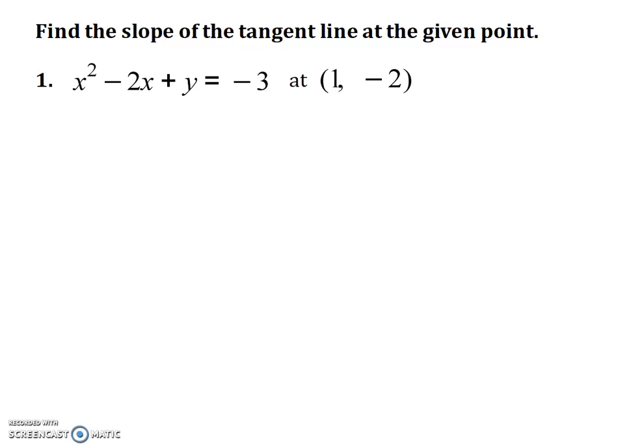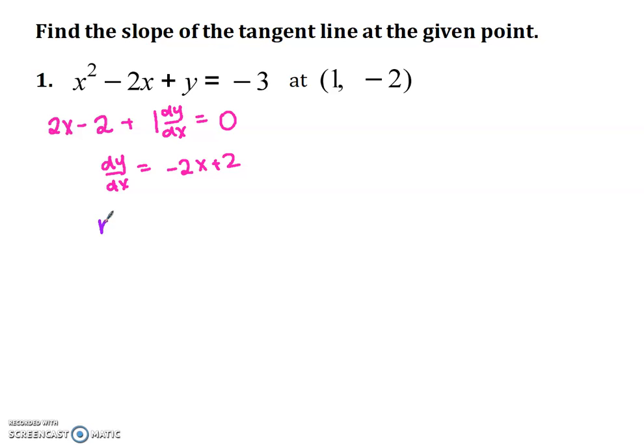So for these first few, we just want to find the slope of the tangent line at the given point. They've given us both our x and our y values. So what I need to do is take the derivative. That'll be 2x minus 2 plus derivative of y is just 1, but then I need to tack on a dy dx. And then the derivative of negative 3 will just be 0. So all I need to do to solve for dy dx is just move that over. So that'll be a negative 2x plus 2.